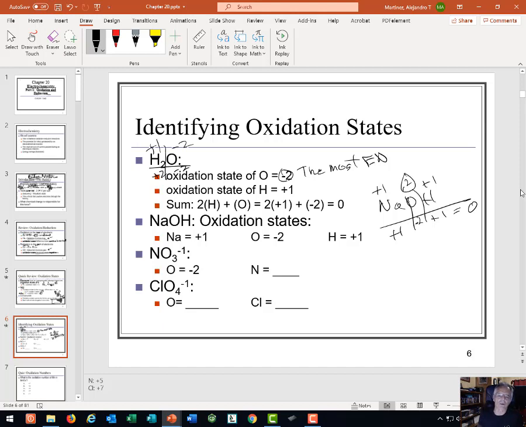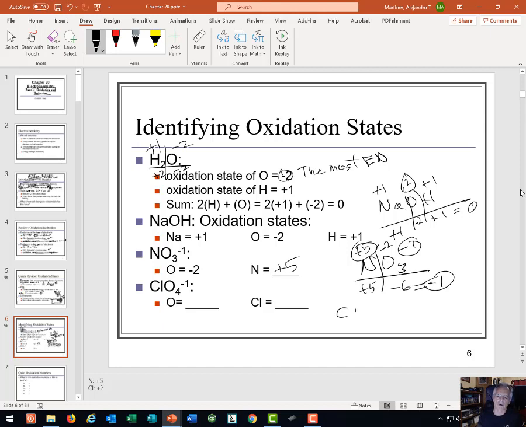If I look at nitrate, so here's nitrate. NO3, it's got a -1 charge. It's not a compound. It's a polyatomic anion, so everything has to add up to a -1. So we've got oxygen. Oxygen is more electronegative than nitrogen. It gets its charge of -2. 3 times the -2 is -6. So since -6 has to add up to some positive value to equal -1, it has to be +5. And so you've got a +5 over here on nitrogen.